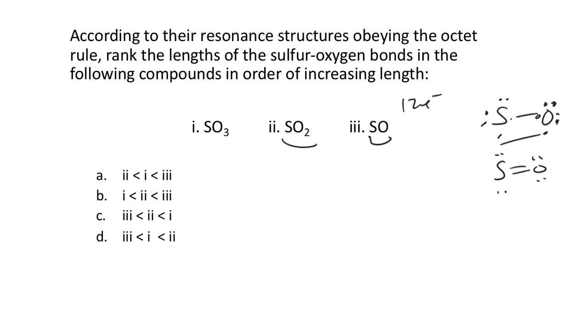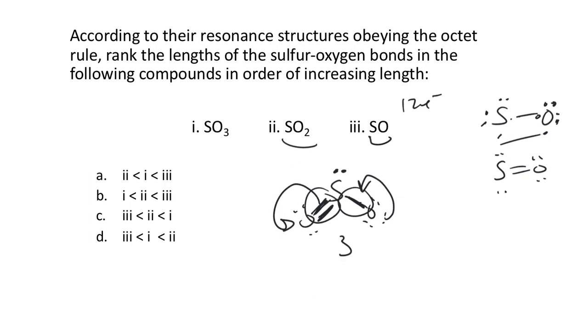SO2, we just did it on the previous page, but let's think about resonance for a minute. So we have this structure here, and then we can have the resonance over to here. So we have resonance kicking in, and so we should have 1, 2, 3 bonding pairs of electrons spreading across the two sulfur-oxygen bonds. So this should be 3 bonding pairs.